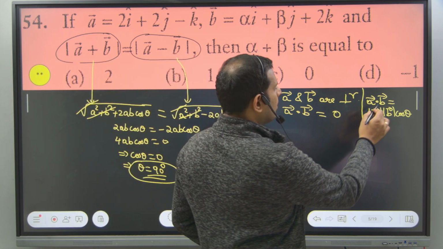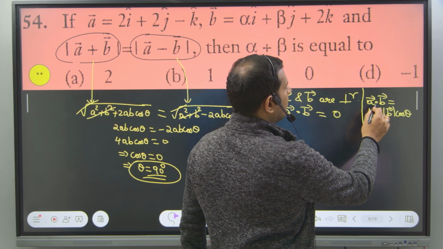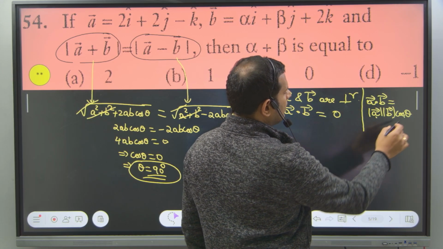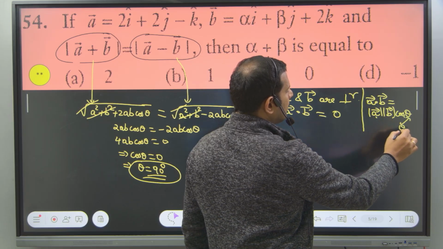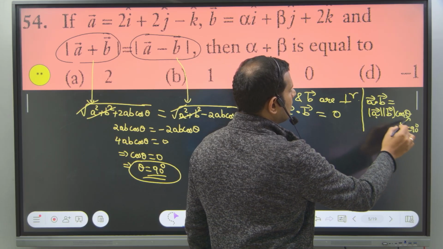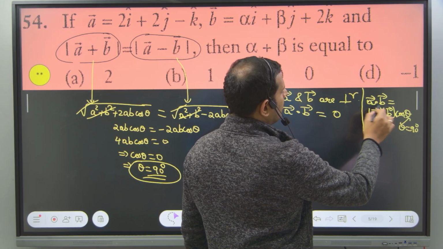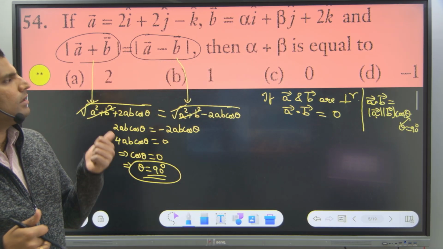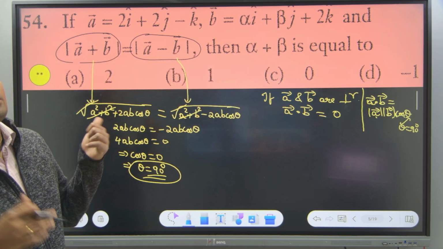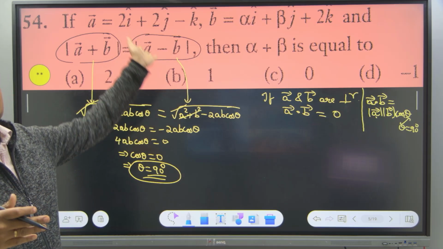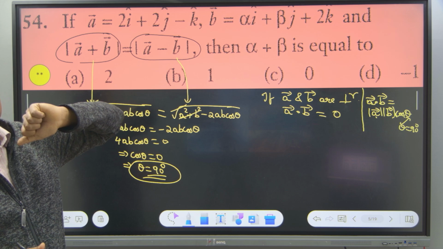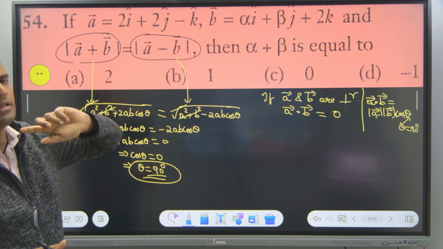So a dot b is mod a mod b cos theta. Now if theta is 90 degree, then cos 90 becomes 0, so a dot b will become 0. You have studied a little bit of dot product in the first year. How do you take the dot product of two vectors?